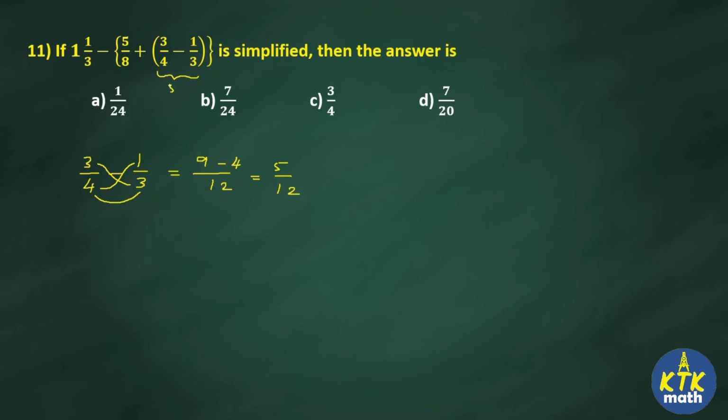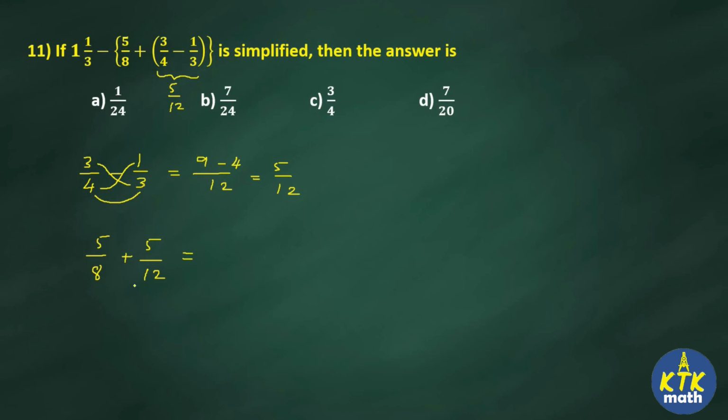Okay, here the value is 5 by 12. Now this must be added with 5 by 8, right? So 5 by 8 plus 5 by 12. Okay, here also you can use the cross multiplication method or the changing the denominator method.